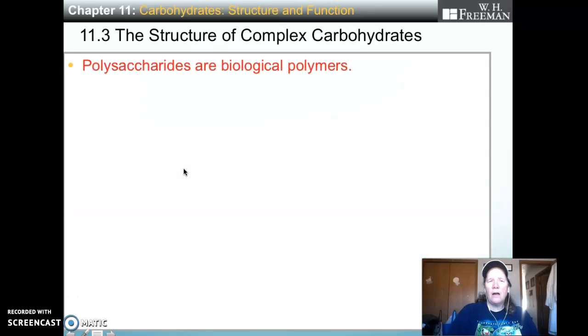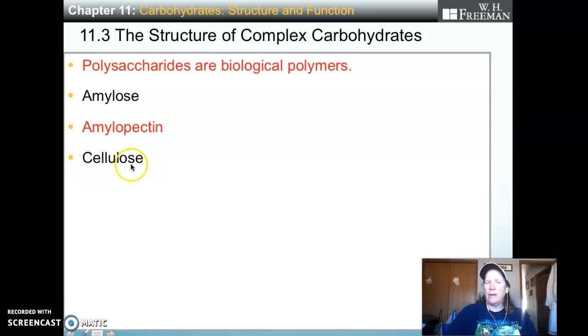Okay. When you're looking at complex carbohydrates, we have polysaccharides. They're biological polymers. In other words, they're made out of a lot of stuff. There's a lot of sugar stuck together. Here are some of the common ones: amylose, amylopectin, cellulose. This is a very common one that you'll find. This is fiber, the fiber you're supposed to have in your diet.